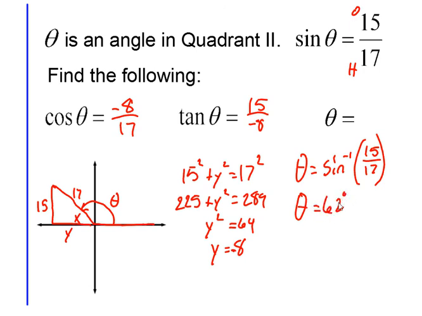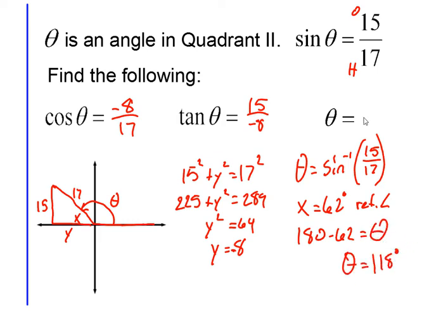Now let's see if this makes sense. In the second quadrant, I have angles that are bigger than 90 degrees. So this is actually the reference angle. To find the actual theta angle, I will have to subtract this out of 180 degrees. That will be my theta. It is 118 degrees.